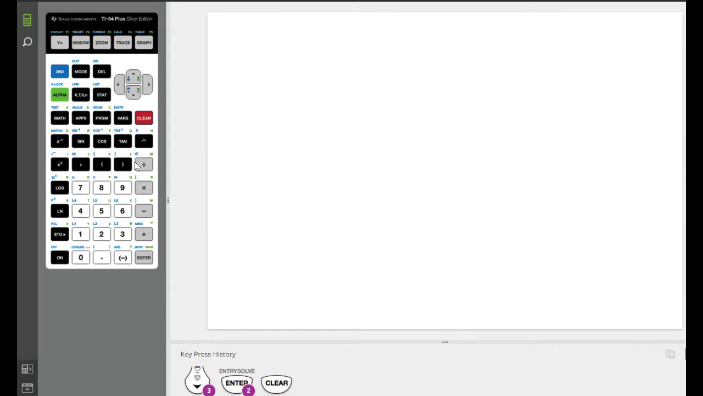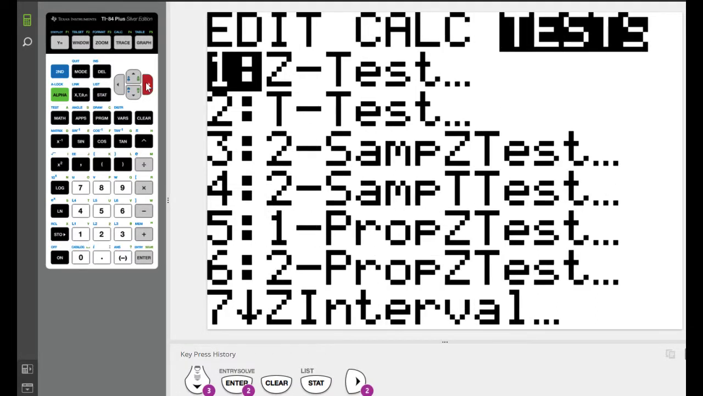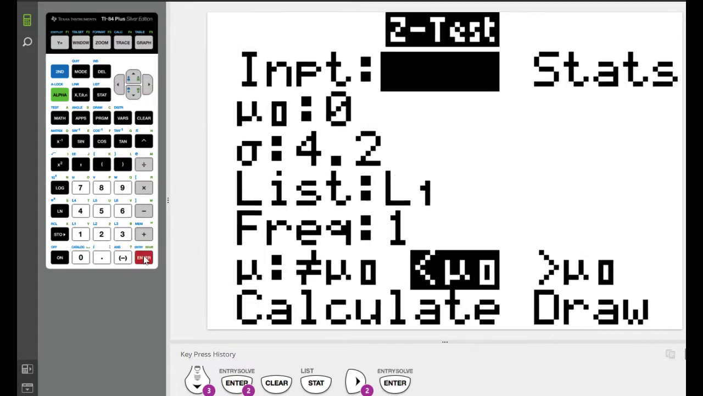Let's clear this out. If you hit your stat button, and migrate over to the test menu, hit your right arrow, right there, number 1, z-test. So this is the hypothesis test we'll be using for this lecture. The input, if you remember confidence intervals, will either be data or stats. If you have a list of data somewhere, you're going to select the data. If instead you have the stats instead of the actual data, then you use the stats option. Okay, so let's actually get into an example.